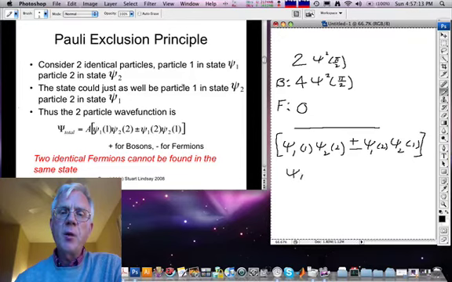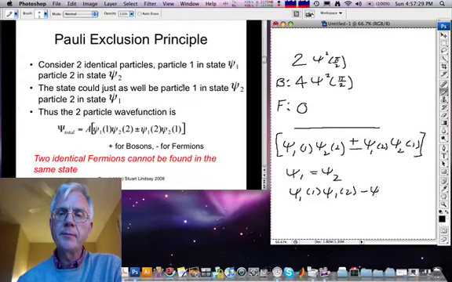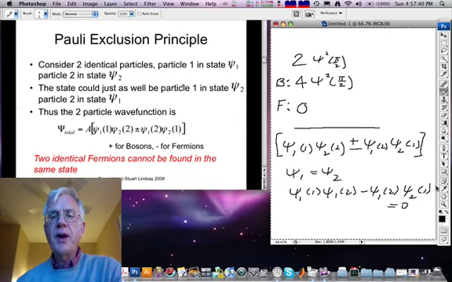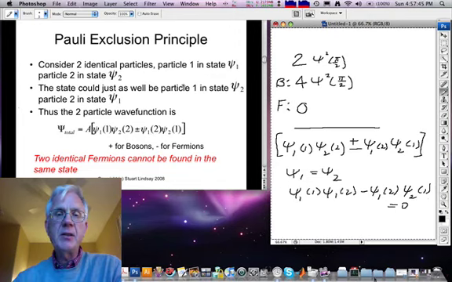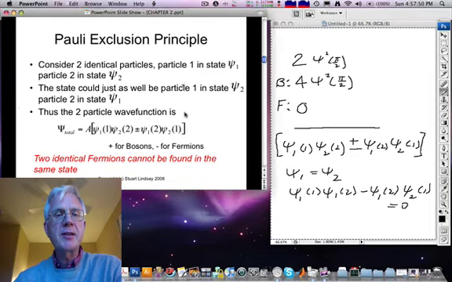So what about when psi1 equals psi2, like scattering at 90 degrees? Well, then in that case, if we take the minus sign, we see that we have which of course is 0. So the probability of finding two particles in the same state in quantum mechanics is 0 if they are fermions, and this is the famous Pauli exclusion principle.